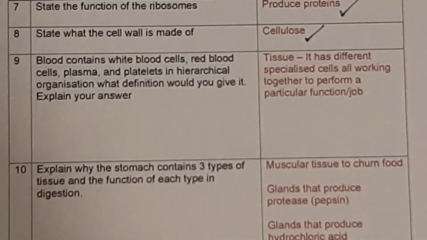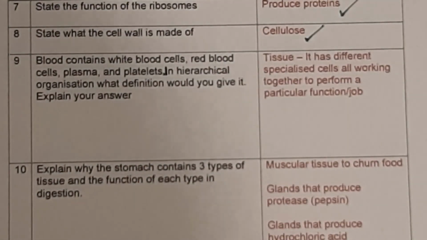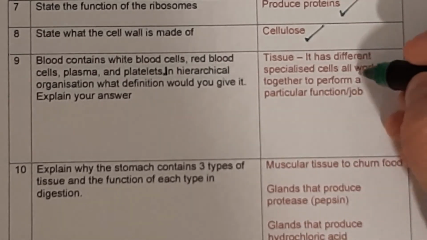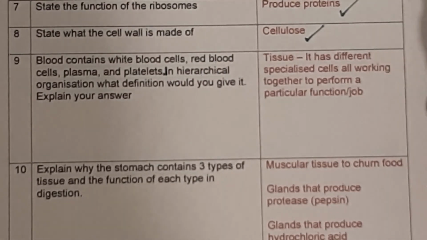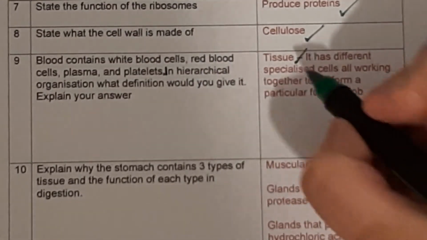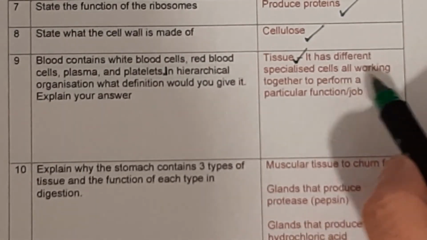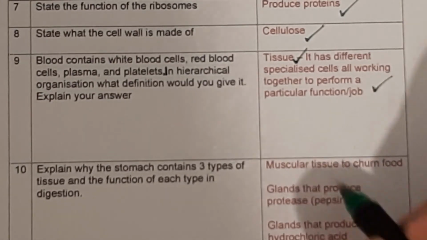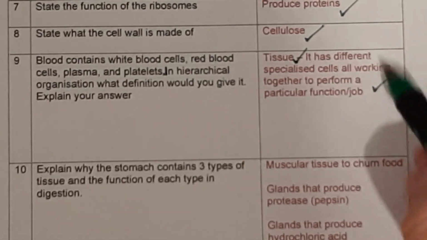Question 9. Blood contains white blood cells, red blood cells, plasma and platelets. In hierarchical organisation, what definition would you give it? Explain your answer. So blood is a tissue. It's got different specialised cells all working together to perform a particular job or function. So there's 2 marks here, 1 for saying tissue, because that's correct, and 1 for explaining that it's because it has different cells that work together to do something. Okay, job, function, etc. So tissue for the first mark, for the second mark, the idea it's different cells working together.